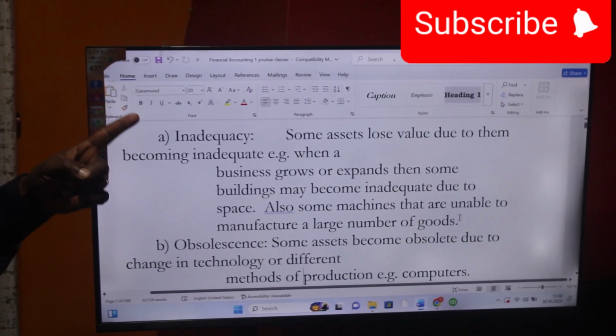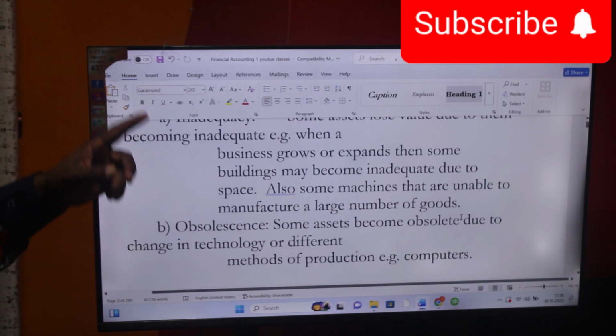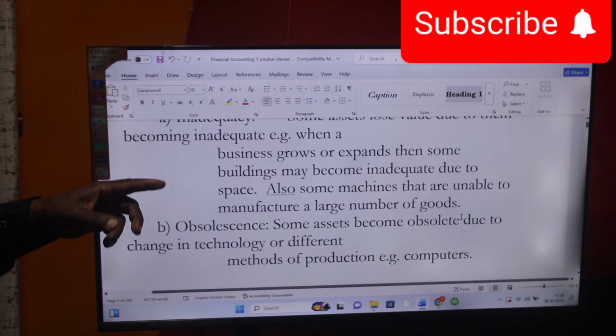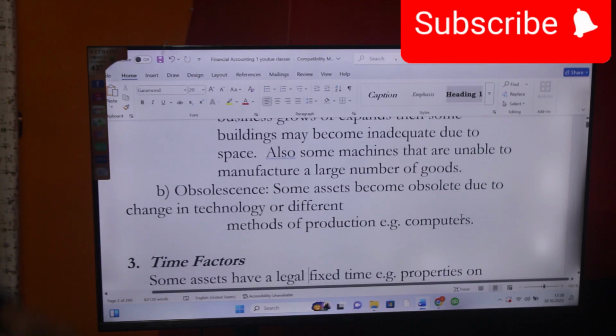Some assets lose value due to becoming inadequate. For example, when a business grows or expands, some buildings may become inadequate due to space, or some machines may be unable to manufacture a large number of goods.